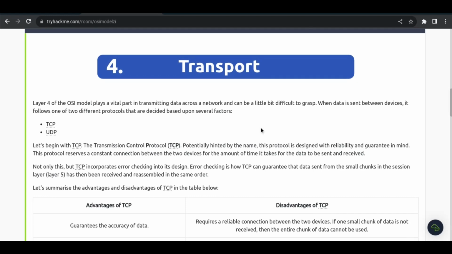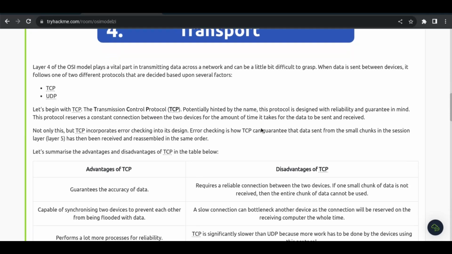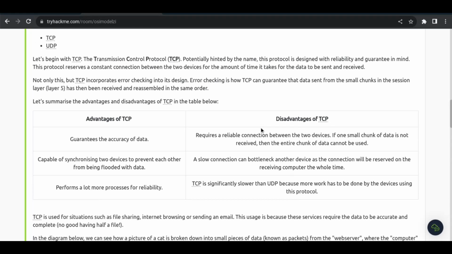Let's summarize the advantages and disadvantages of TCP in the table below. I will start first by reading out the advantages of TCP. Guarantees the accuracy of data. Capable of synchronizing two devices to prevent each other from being flooded with data. Performs a lot more processes for reliability.